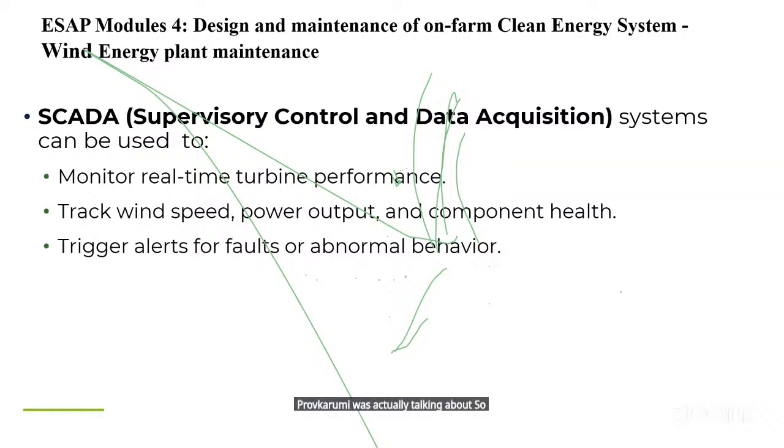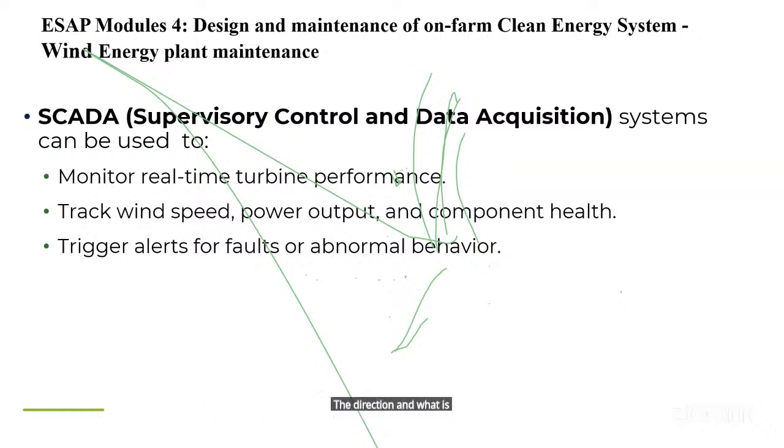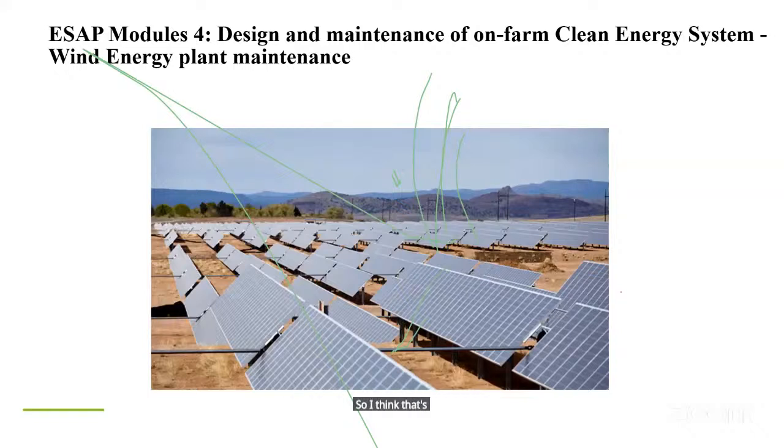So we need to monitor in real time the turbine performance. Data should be collected all the time from the output of our turbine. We need to track regularly the wind speed, the direction, and what is coming out of it. We need to check all the different components if there is no fault within them. And if there is any fault, then we should actually create an alert for people to be able to solve the issue. So I think that's what I could say for the wind.